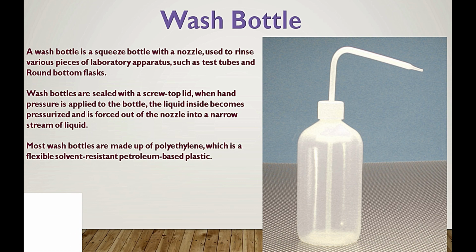Wash bottles are sealed with a screw top lid. When hand pressure is applied to the bottle from here, the liquid inside becomes pressurized and is forced out of the nozzle into a narrow stream of liquid. Most wash bottles are made of polyethylene, which is a flexible solvent-resistant petroleum-based plastic.